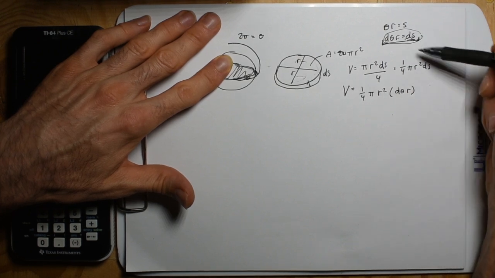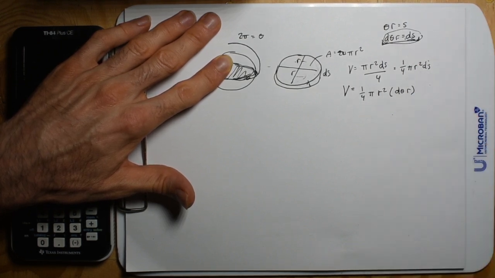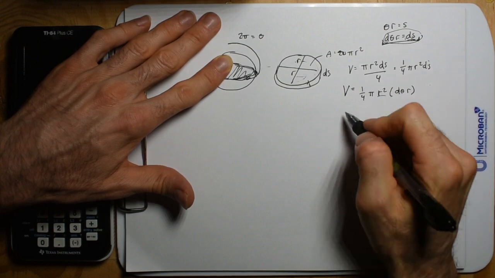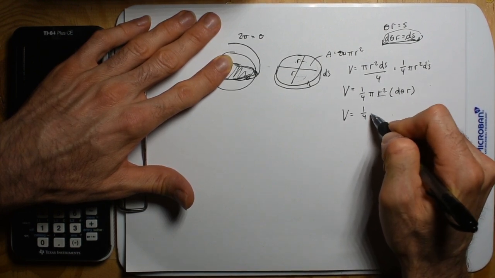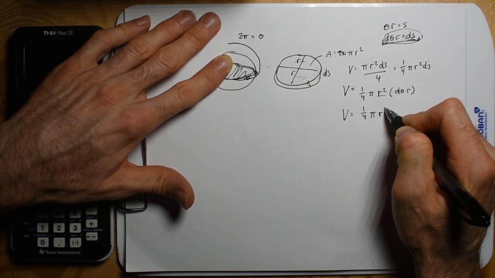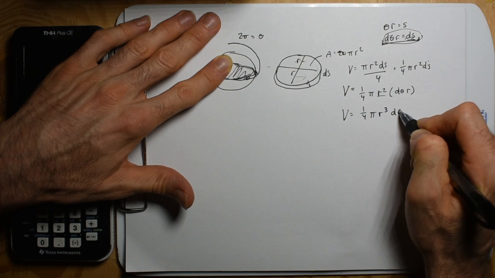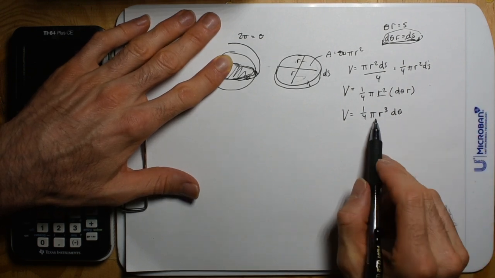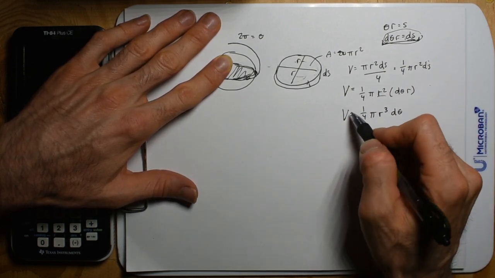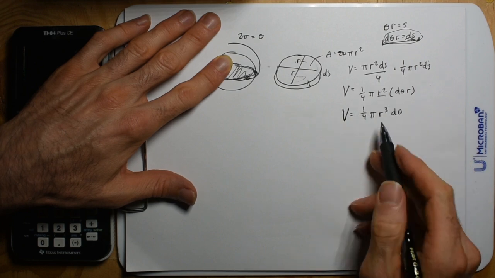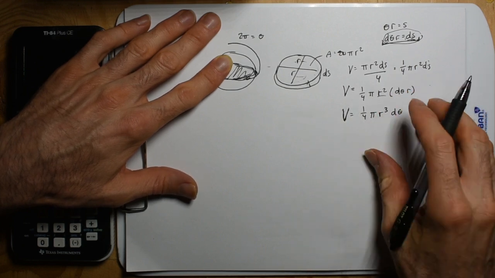So, very obvious. We substitute that in for ds. Now we get the r cubed term. So we've got 1/4 pi r cubed d theta. Now, cool. And don't get confused.